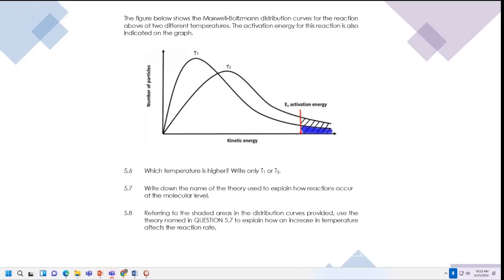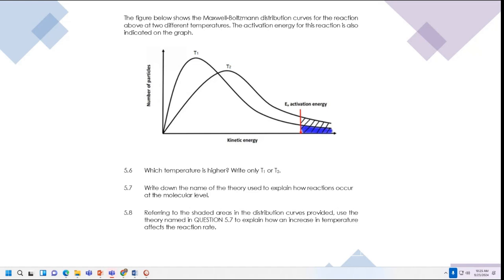All right, now grade 12s, here we are. The figure below shows the Maxwell-Boltzmann distribution curves for the reaction above at two different temperatures. Now notice there's T1 up there, and there's T2 up there. The activation energy for this reaction is also indicated on the graph. There we have the activation energy. Which temperature is higher? Write down only T1 or T2.